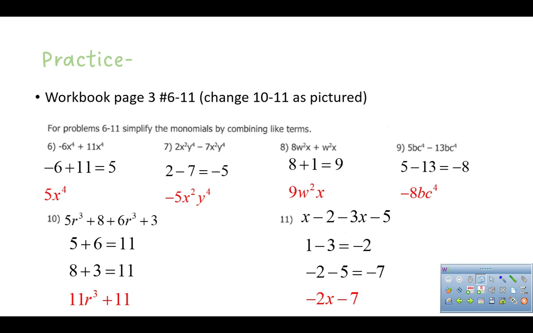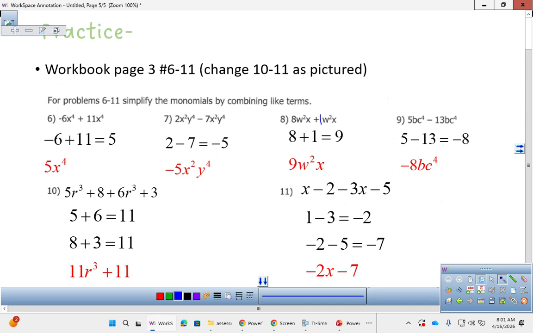For number 8, I did 8 plus, there was no coefficient on this one, so I put a 1 and did 8 plus 1. That's where the 9's coming from. I kept the w squared x. Variable stays the same. 5 minus 13, negative 8. I kept the b, c to the 4th the same.